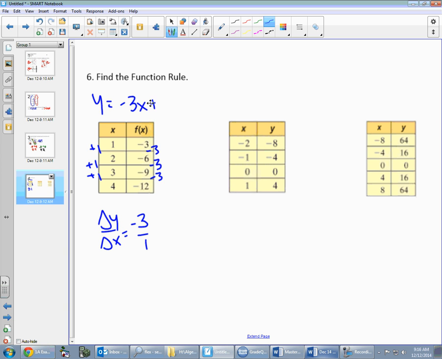I just need to find the y-intercept. And to do that, I'm going to just continue this pattern and say it looks like if I went up to 0, I would have -3x plus 0. So the y-intercept is 0 for that.